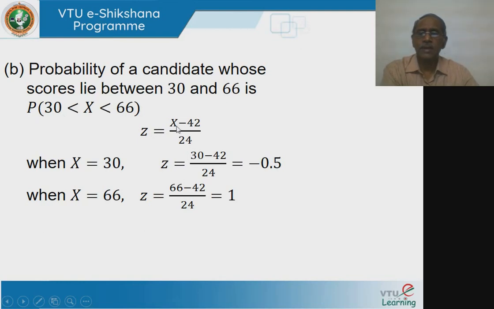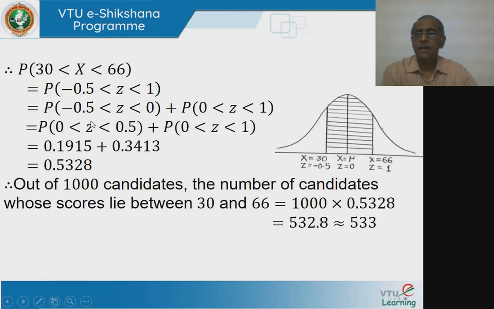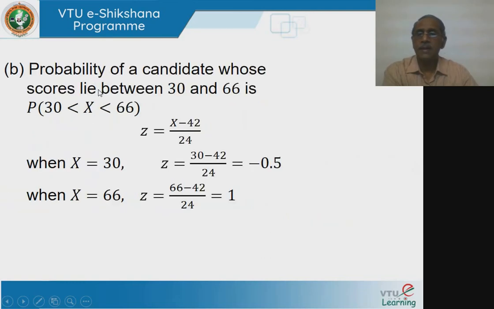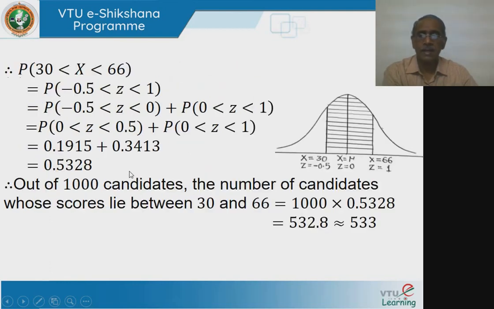So z is equal to (x minus 42) by 24. When x is 30, z is (30 minus 42) by 24, which is minus 0.5. When x is equal to 66, z is (66 minus 42) by 24, which is exactly 1. Therefore, the probability of 30 less than x less than 66 is equal to the probability of minus 0.5, coming from x equal to 30, less than z, less than 1, coming from x equal to 66.